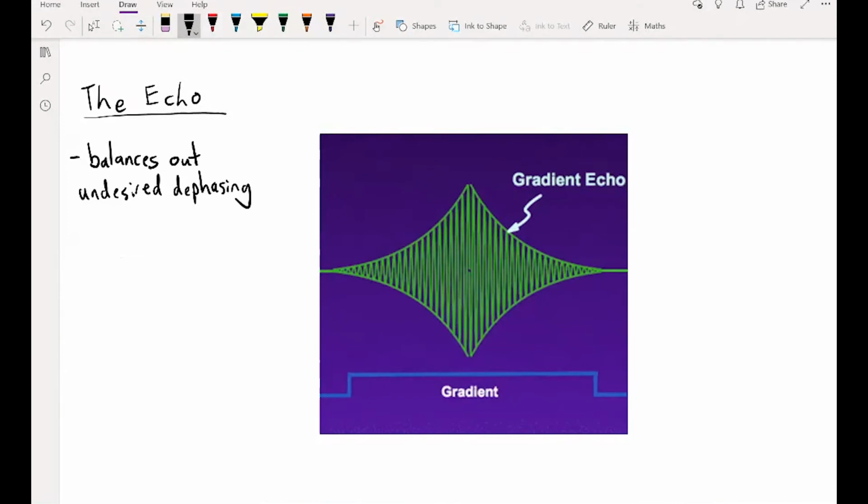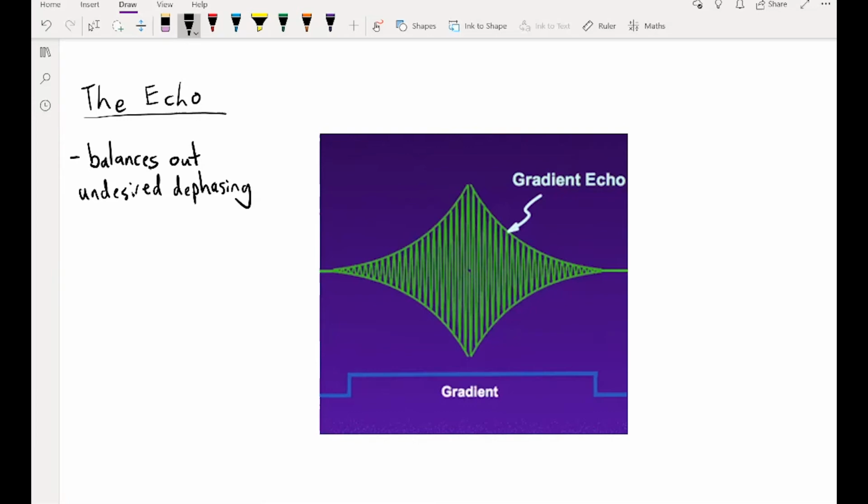Typically, that's how we tell the difference in signal in that direction. But we don't want dephasing in the X or Z direction. So just by applying gradients in such a way that we can balance that out, we get this echo, where we have rephasing and dephasing lobes of this envelope.